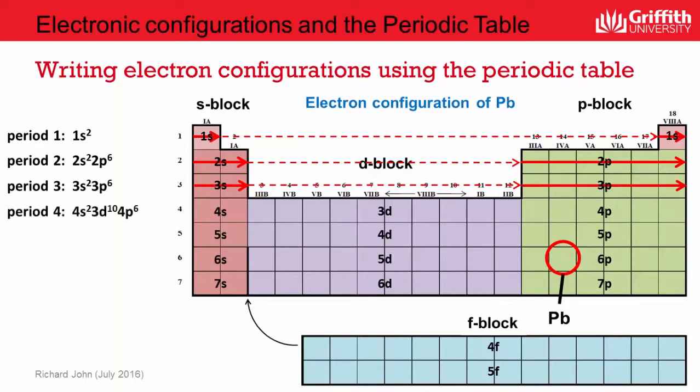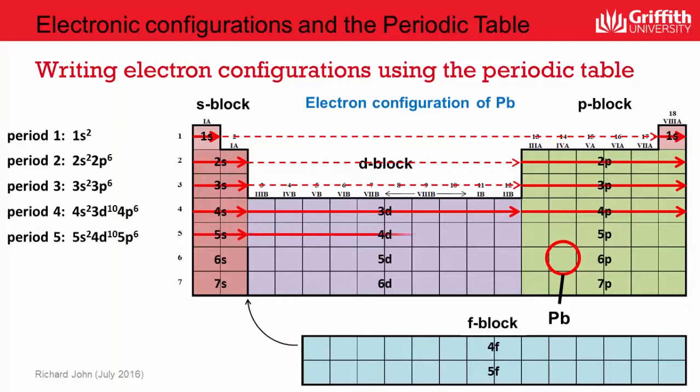Period 4 will be 4s2 here, and this is where we come to the first of the elements in the D block. We traverse across here, 3d10, and there are 10 elements in that D block. And we continue going left to right for those 6 elements in the P block, 4p6. So we got the electron configuration representing those elements in period 4: 4s2, 3d10, 4p6. We do the same for period 5: 5s2, 4d10, 5p6.